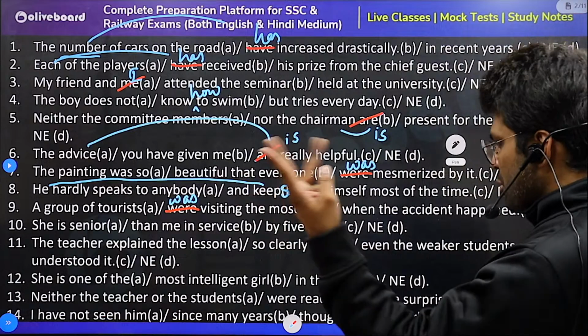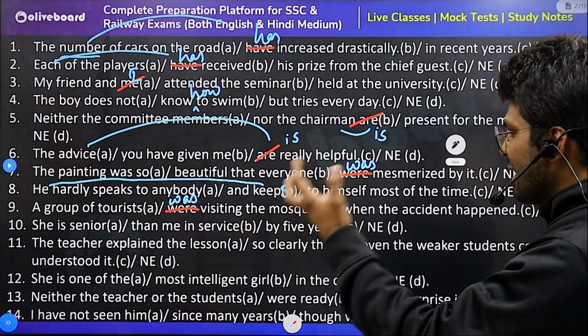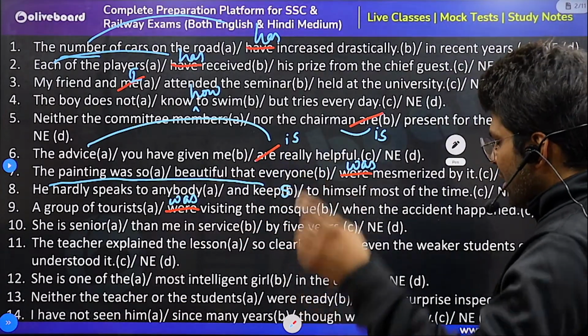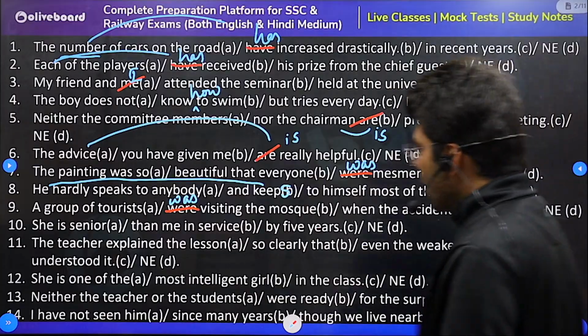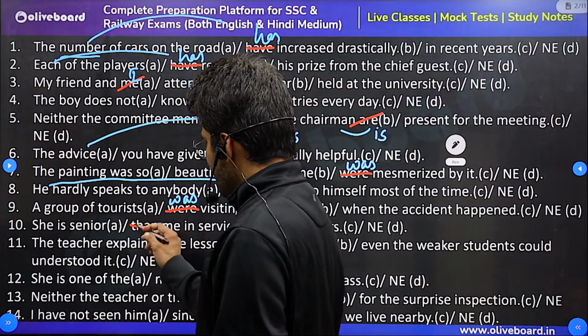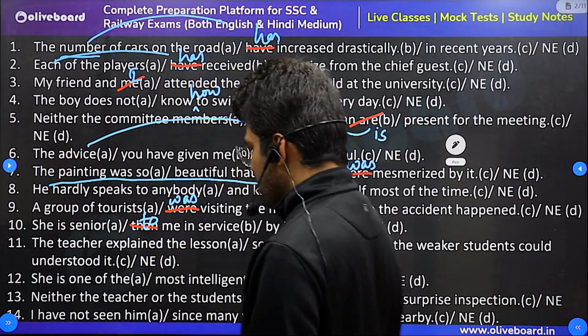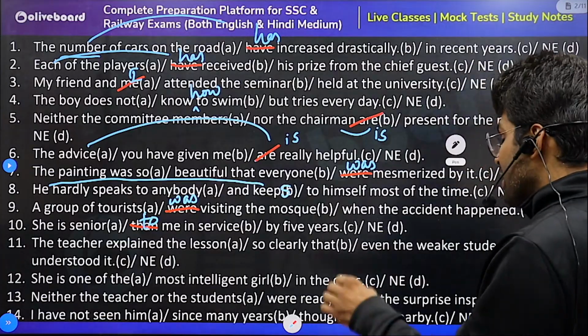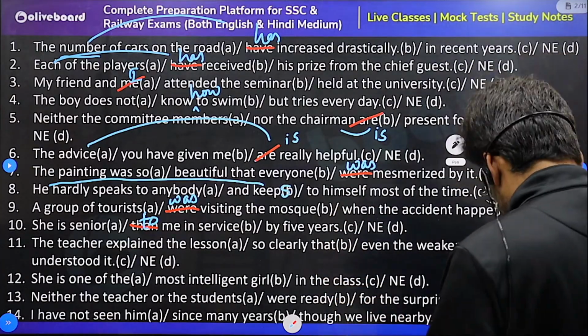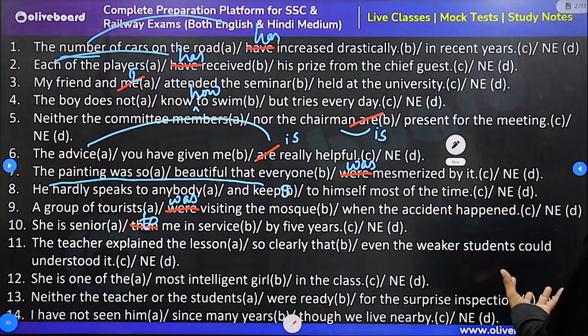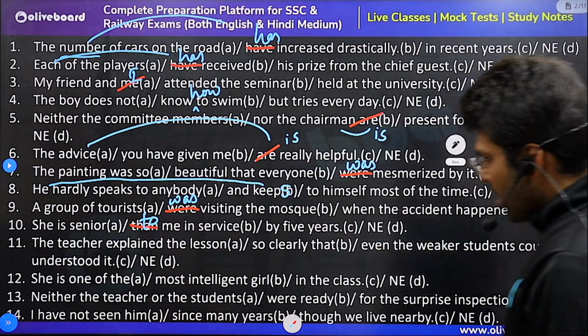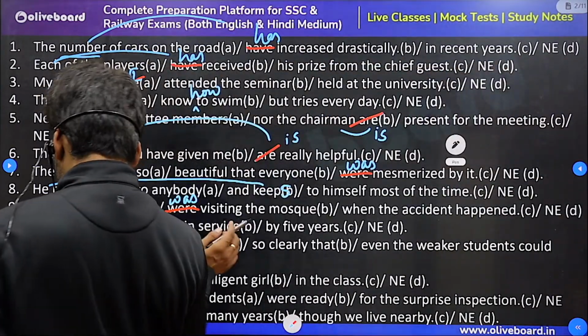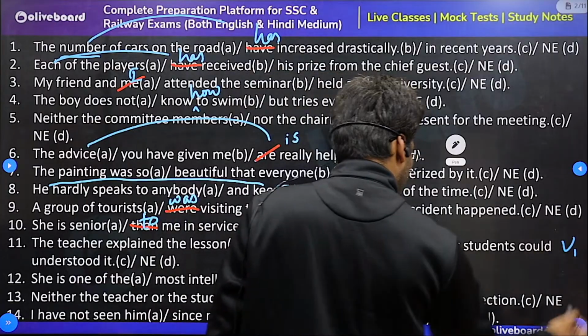Senior, junior, superior, inferior, posterior, anterior, prefer, prior, and elder: they take to, not than, in a comparative degree. So he's senior to me, junior to me, superior to me, inferior to me. The teacher explained the lesson so clearly that even the weaker students could understand it. That's a modal. Modals take the first form, not the second form. That has to be V1 here after a modal, not V2.